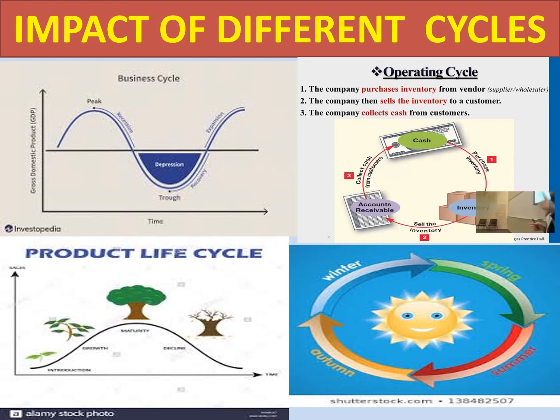And the last one, the seasonal cycle, where summer, winter, autumn, spring come in a cycle, and accordingly the requirement of the industries. For example, raincoats are available only for the rainy season, and woolens and winter clothes for the winter season. These seasonal cycles would decide the working capital requirement.